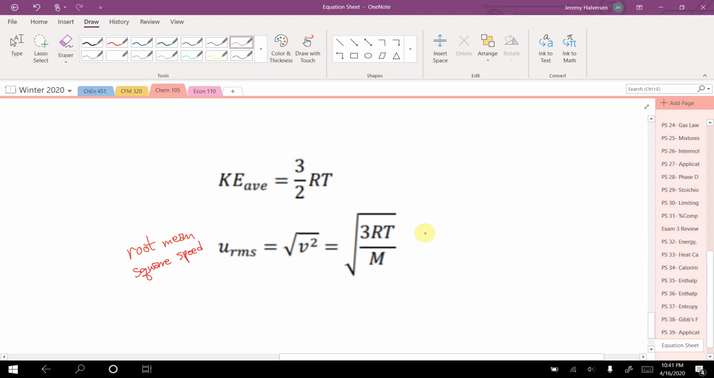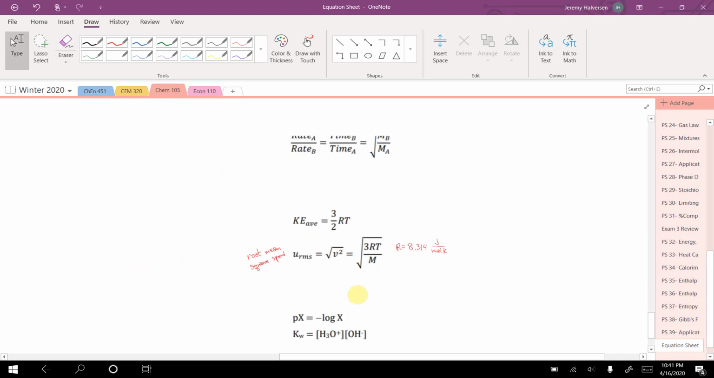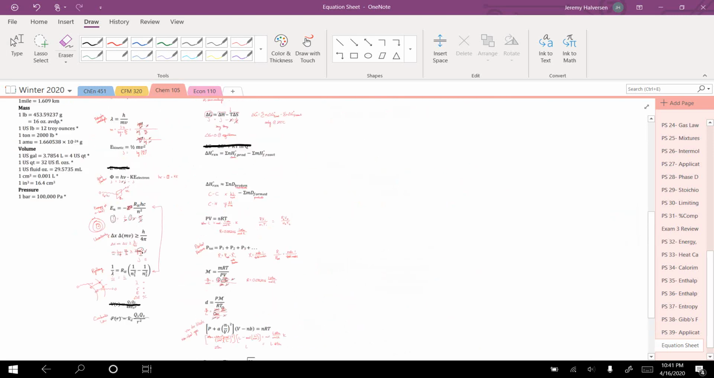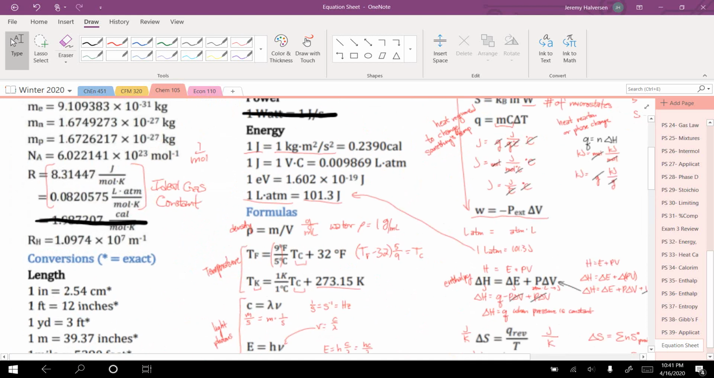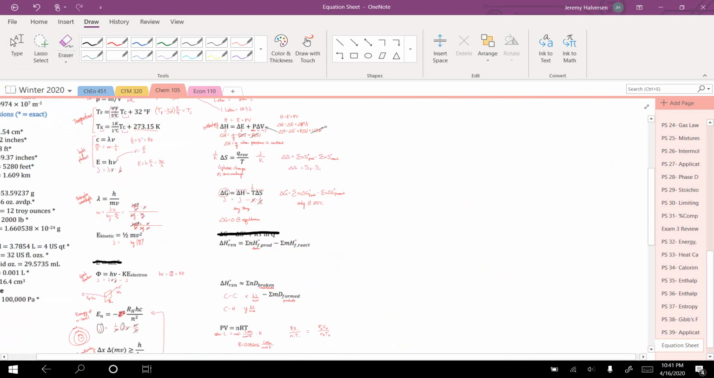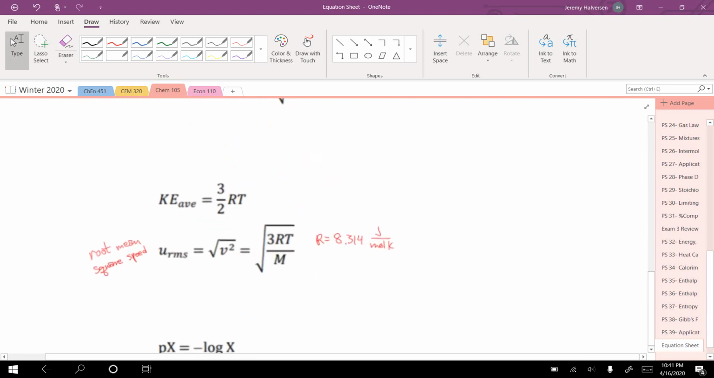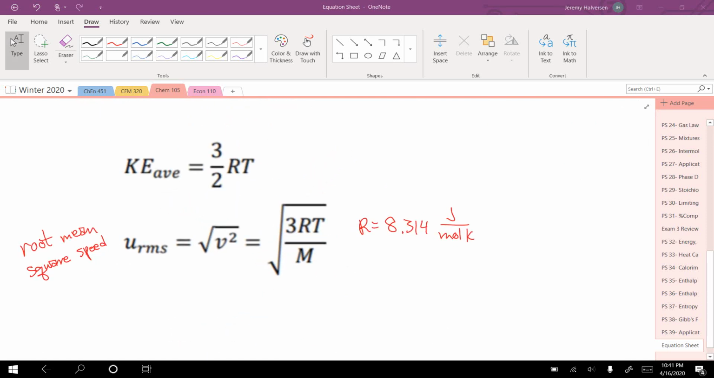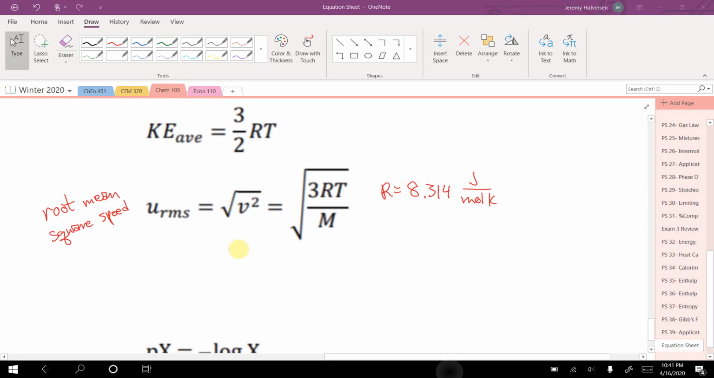In this case, 3 is just a value. R, in this case, we're going to use 8.314 joules per mole Kelvin. And that is right here, 8.314 joules per mole Kelvin. The reason we want to use that has to do with units. Then temperature is going to be in Kelvin, and mass we're actually going to do in kilograms.